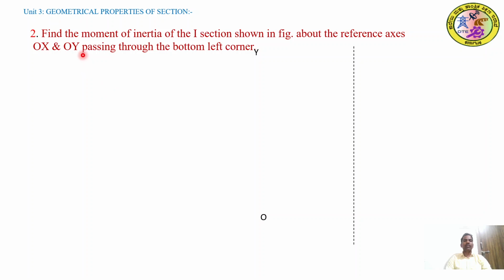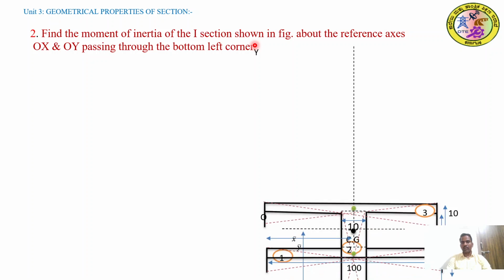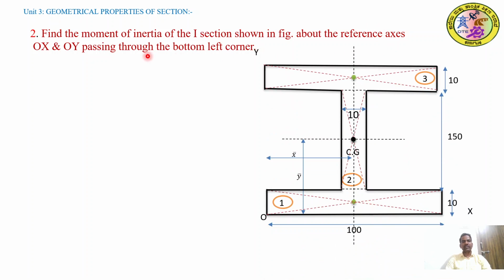Here in the given problem we need to find the moment of inertia of the I section, shown in the figure, about the reference axes OX and OY, which pass through the bottom left corner. Let's first find the OX and OY reference axes. So we have the OX and OY reference axes for the I section at the bottom left corner.